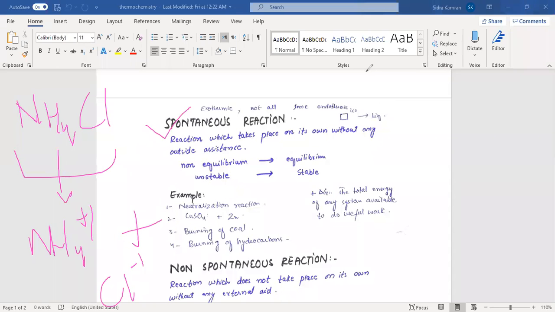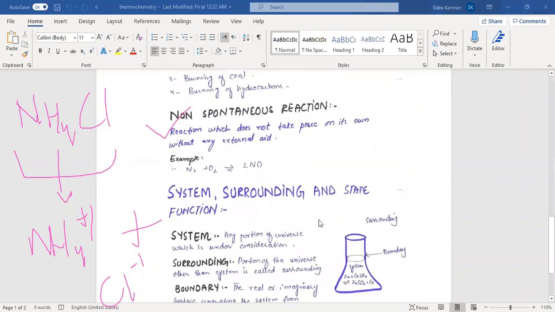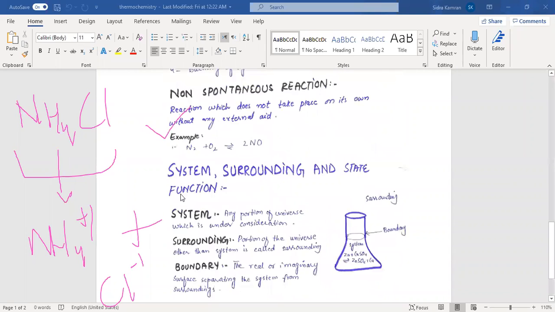Next, these topics, endothermic reaction, exothermic reaction, spontaneous reaction, non-spontaneous reaction, are not included in your syllabus. I'm just giving you the general idea of what these reactions are, so that the further topics become clear. The main topic of our syllabus is system, surrounding and state function.